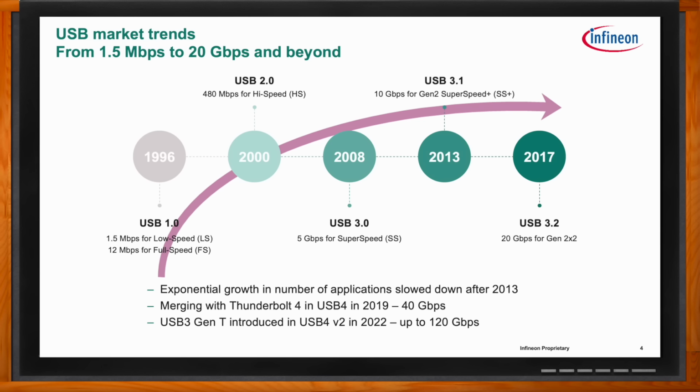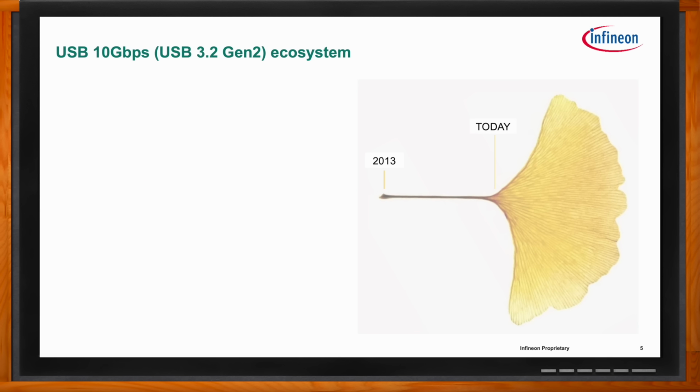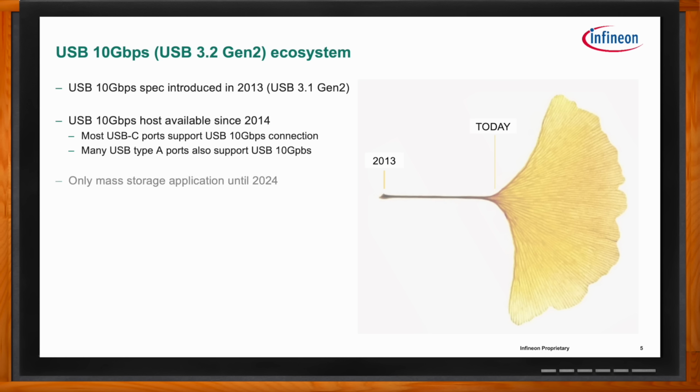Most likely, you can see 10 gig support in the USB-C port. There are probably a few of the really lower-end computers that only support 5 gig in their Type-C port, but most of them actually support 10 gig. So 99% of C ports support it, and even some of the Type-A ports also support 10 gig. However, you probably only see one application that actually uses the USB 10 gig interface.